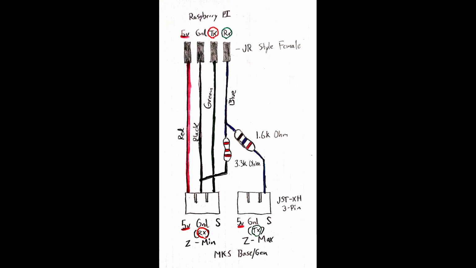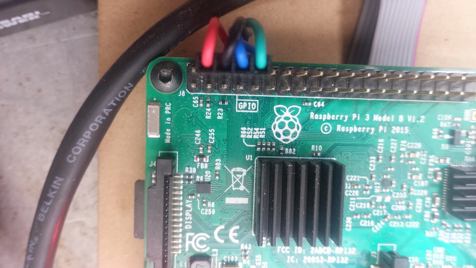With everything powered off, we can now connect our cable. The printer's Zmin wire should be connected to pin 8 on the GPIO header. The printer's Zmax wire should be connected to pin 10. The 5-volt wire should be connected to pin 4. And ground should be connected to pin 6.